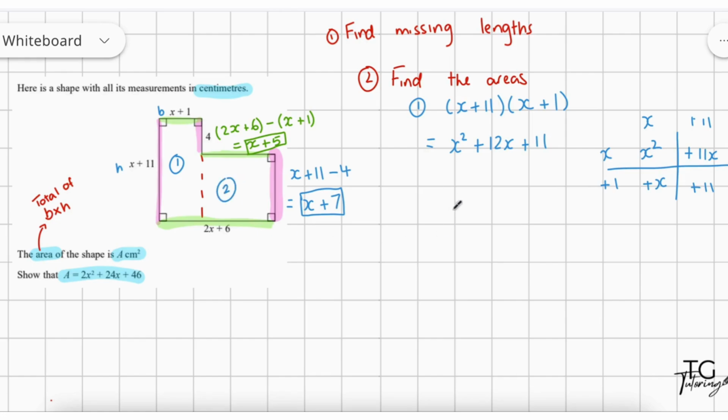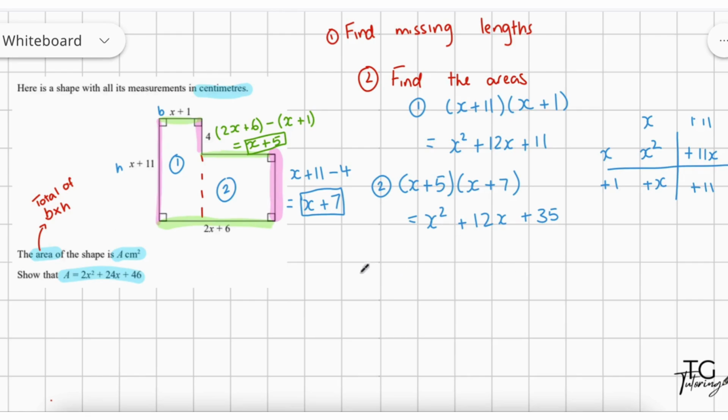Rectangle 2, same thing again. For rectangle 2, I'm going to do x plus 5 multiplied by x plus 7. That is our base times height. So you can do the grid, work out the multiplication. You should get x squared plus 12x plus 35.